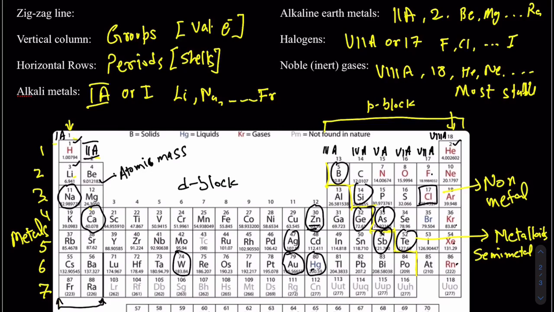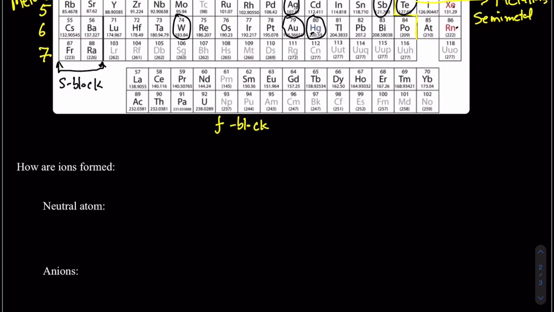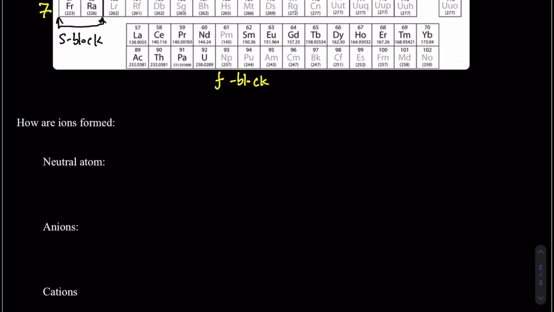You want to make sure you know where the metals are and where the non-metals are. You want to make sure you can read the atomic numbers, the symbols, and the atomic masses. You want to make sure you know some of these common group names, and you must be able to read how many valence electrons we have in a particular element. Okay, let's move on and talk about how ions are actually formed.